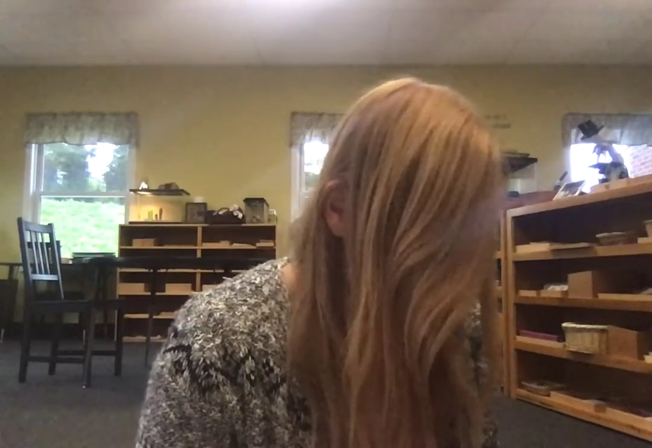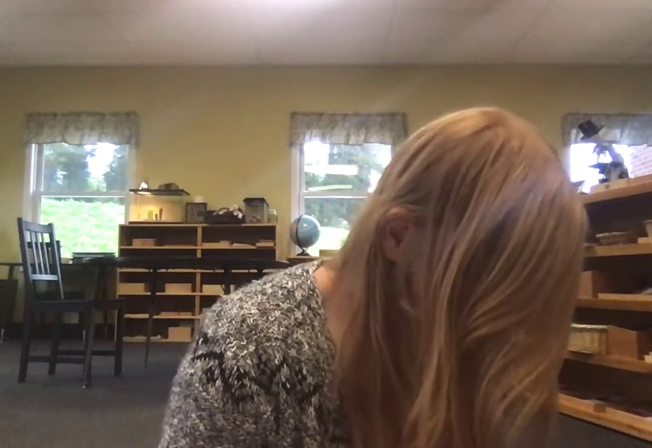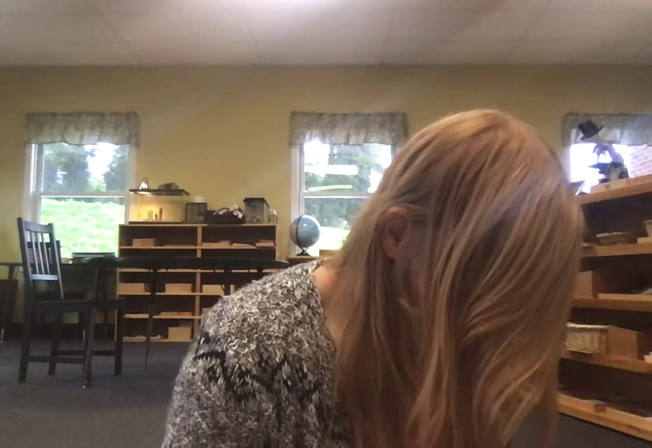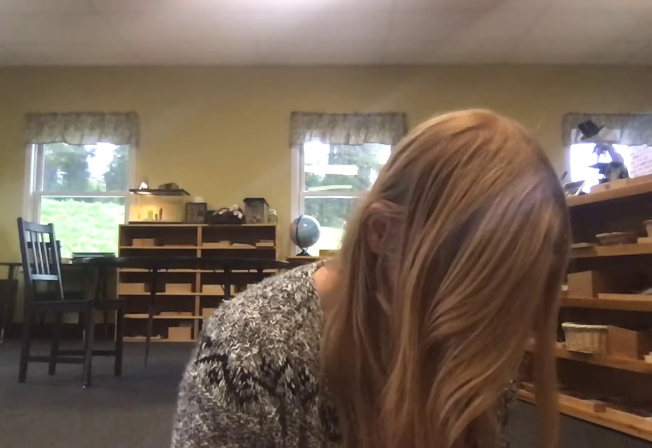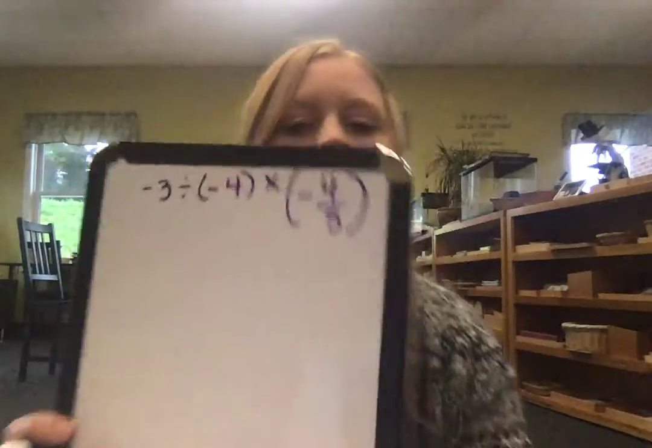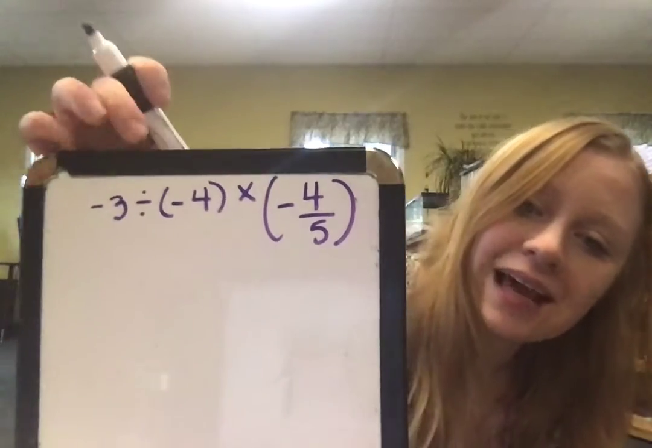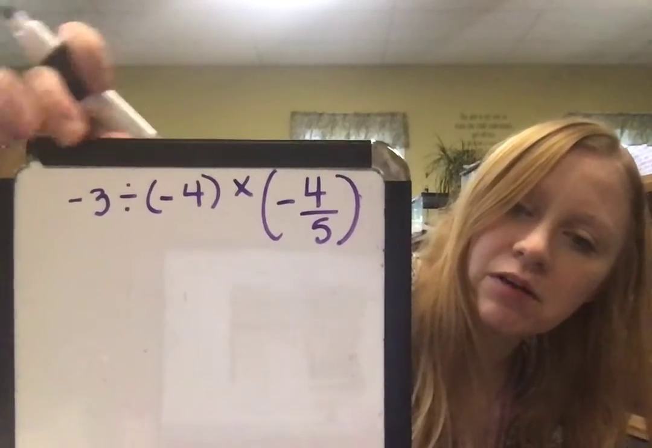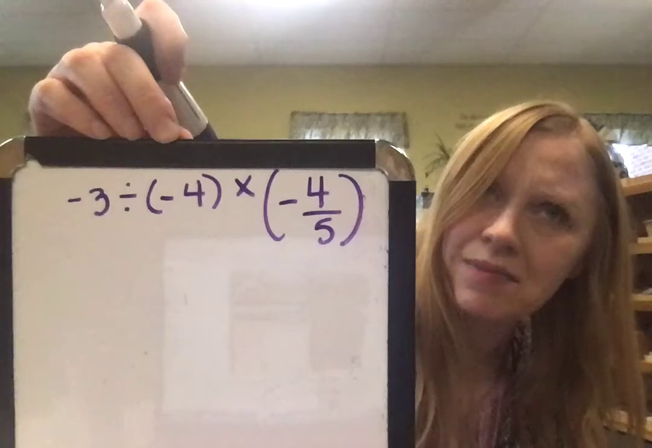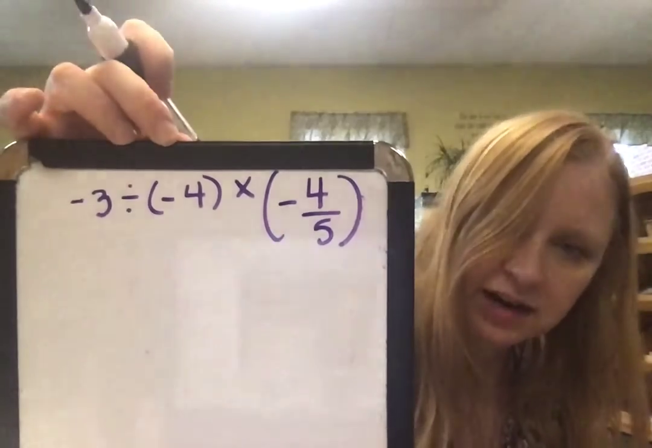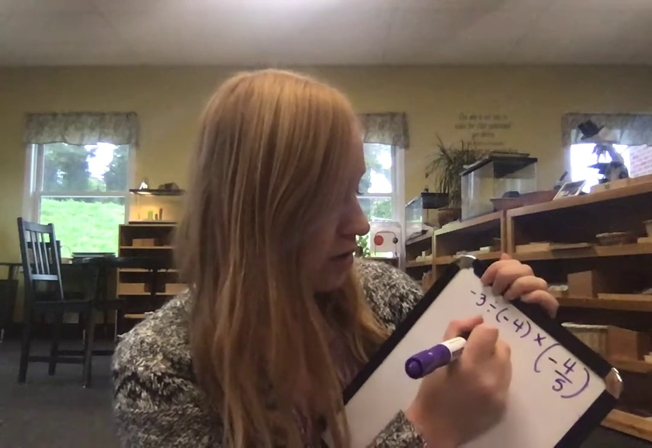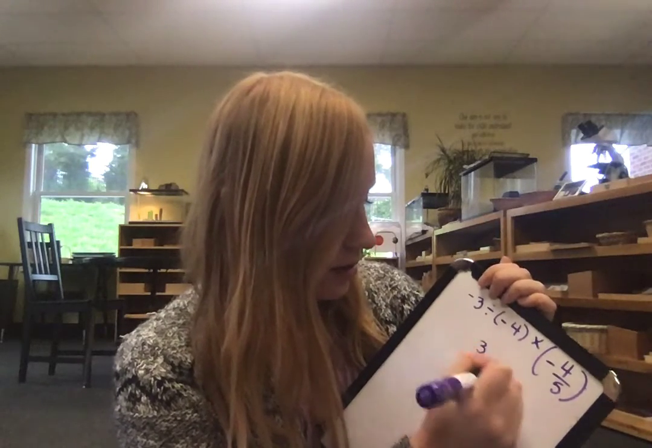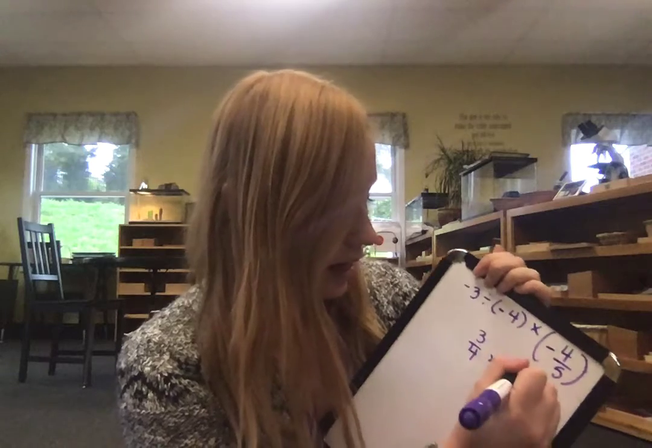Okay, let's work to number 4. Negative 3 divided by negative 4 times negative 4/5. Okay, so we have a negative divided by a negative. Now, 3 is not divided by 4 evenly, so we're going to write it as a fraction. But it's negative divided by negative, which gives me a positive. Positive 3/4 times negative 4/5.